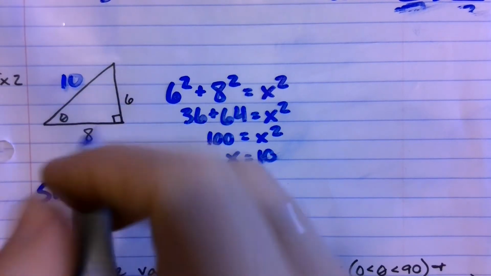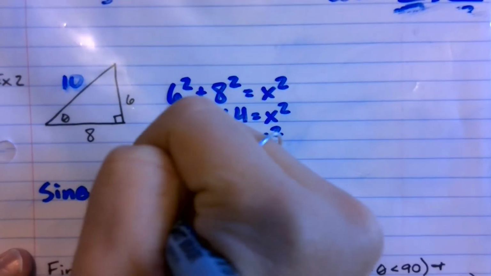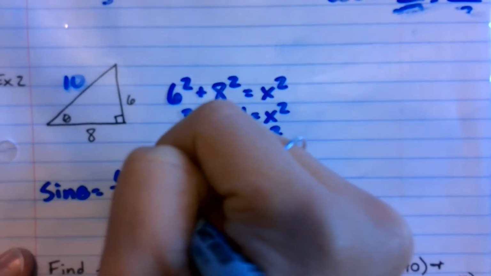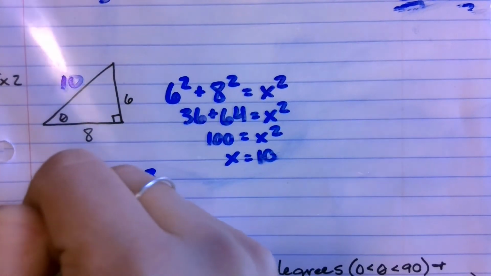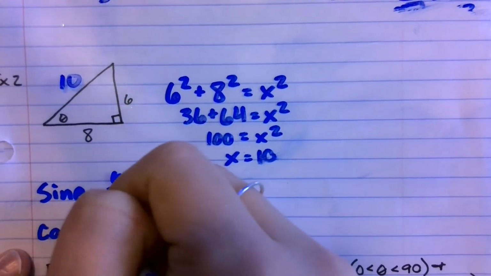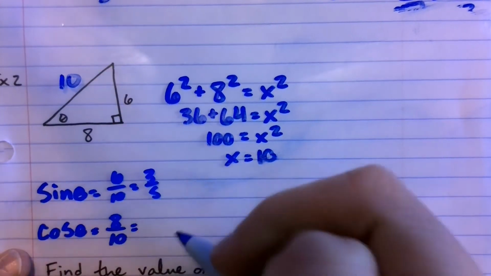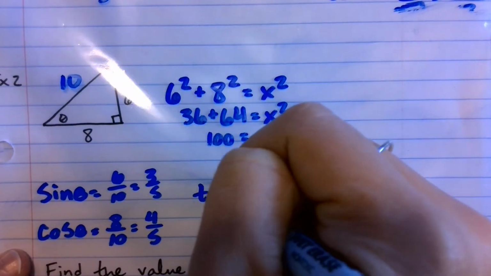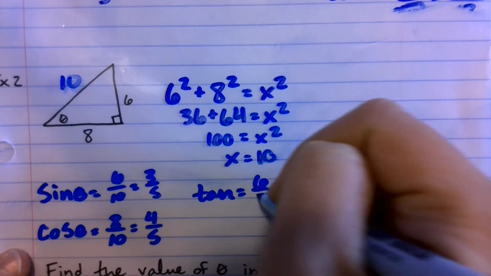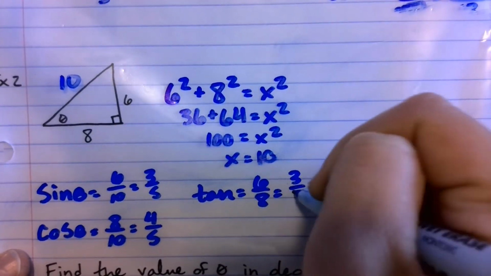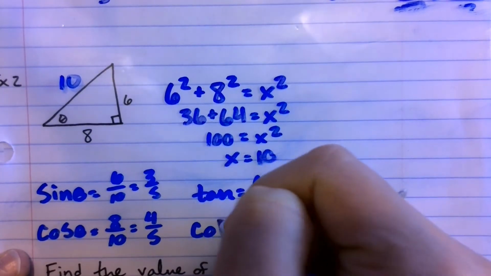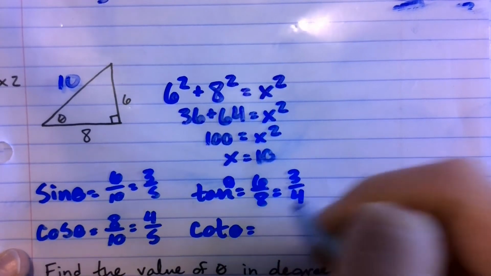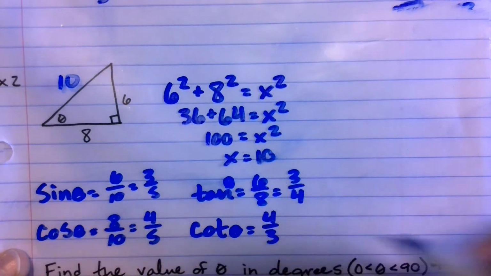Our sine is going to be 6/10. All of these are going to be able to simplify because they all are even numbers. So we've got 3/5. Our cosine of theta is going to be adjacent over hypotenuse, so 8/10, which is 4/5. Our tangent is going to be 6/8, or 3/4. Cotangent, oh, I left out my theta there, didn't I? My cotangent is going to be the reciprocal, so 4/3.